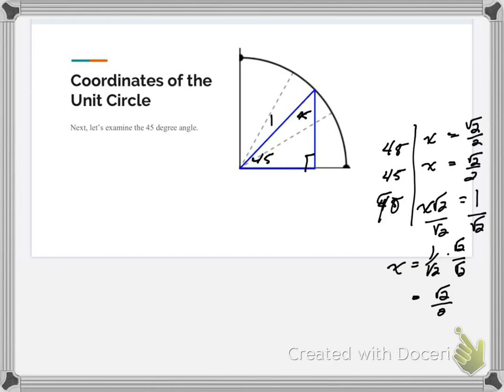So what does that mean? That means this coordinate here is going to be radical 2 over 2 and radical 2 over 2.